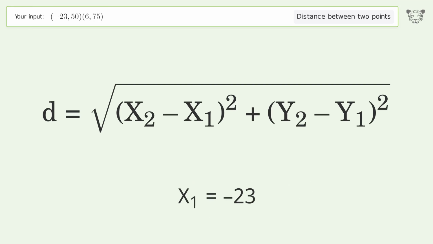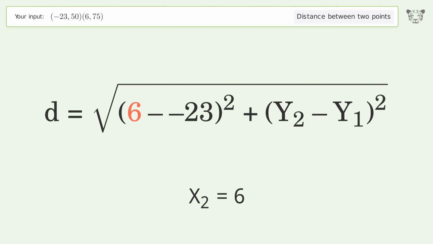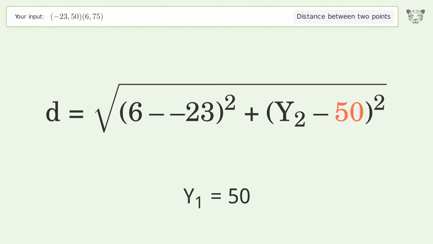x1 equals -23. x2 equals 6. y1 equals 50. y2 equals 75.